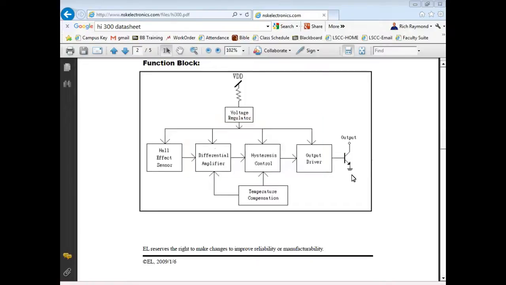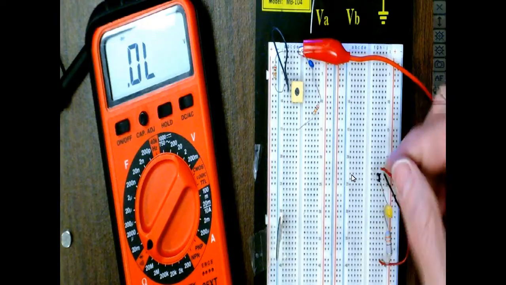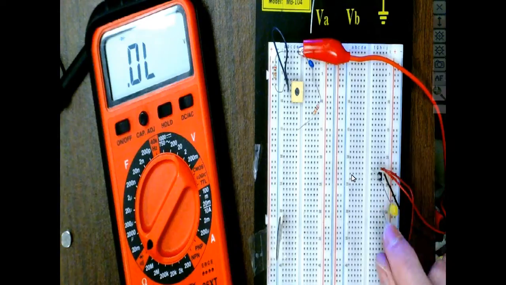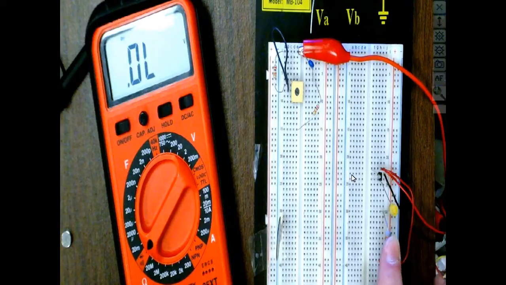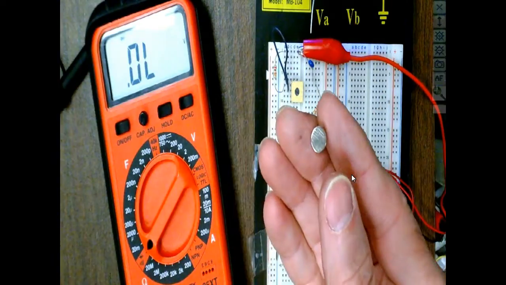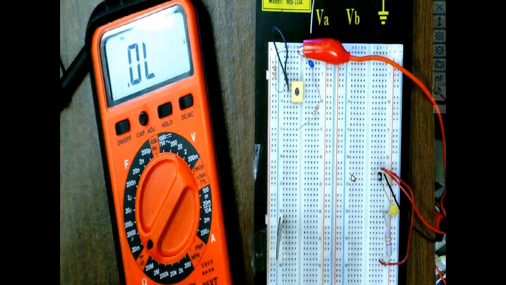So what we have here is my Hall effect sensor right here. And I have a light emitting diode, which we'll talk about later on. And then I've got a 330 ohm resistor, and then I've got a magnet. This is nothing but a magnet. And I don't know which is north or south, but anyway.